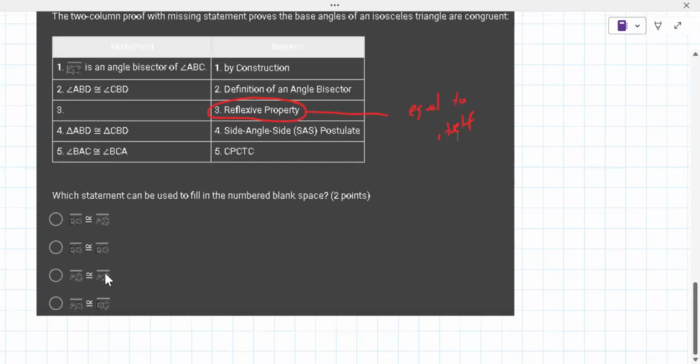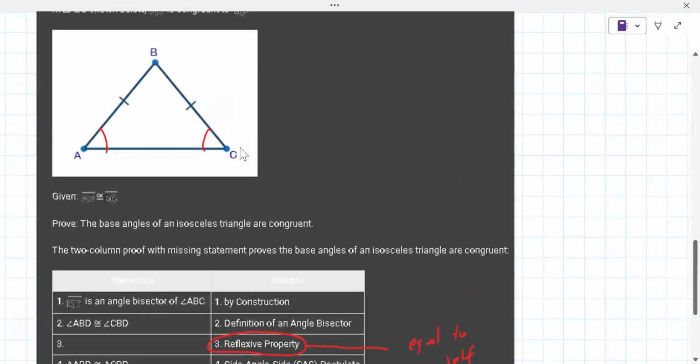Is there any other one? What about this third one here? What is that? AC to AC. Okay, I was hoping. So BD, I'm sorry, they're actually dropping down an altitude. BD is an angle bisector of ABC. That's this first line here. They're dropping an altitude down, like that.